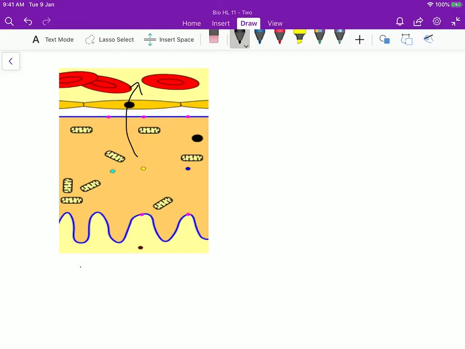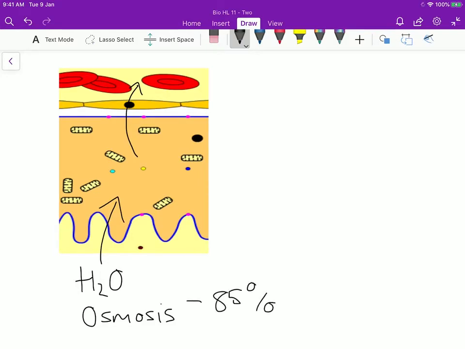Flowing through here, we've also got H2O, we've got water, and that's going to move in via the only way it can ever move, osmosis. So water, and most of it is actually absorbed here, 80 to 85% of the water is absorbed here. So we get water absorption, and that's just going down the concentration gradient via osmosis.